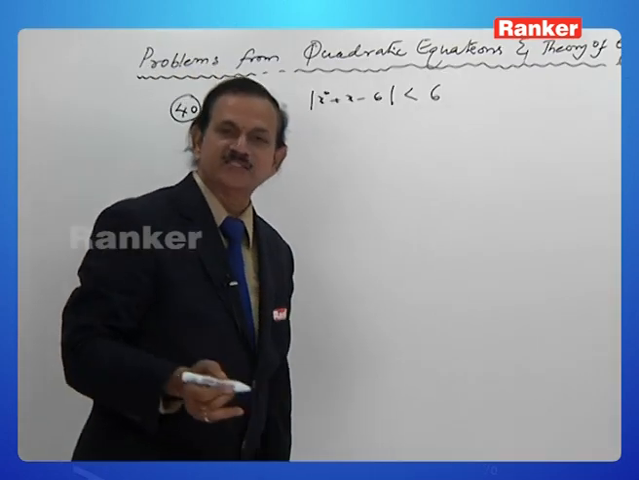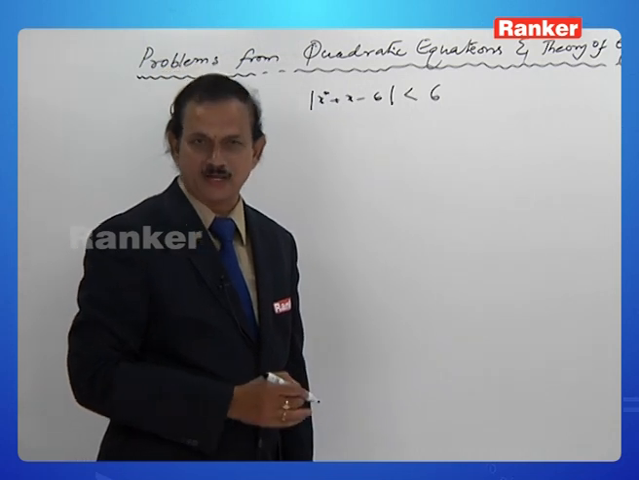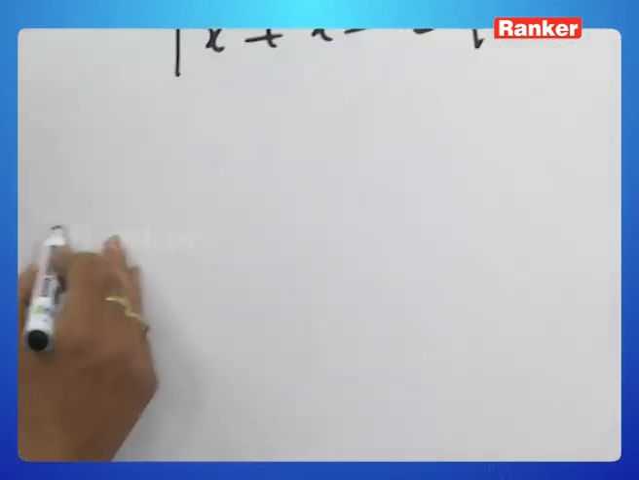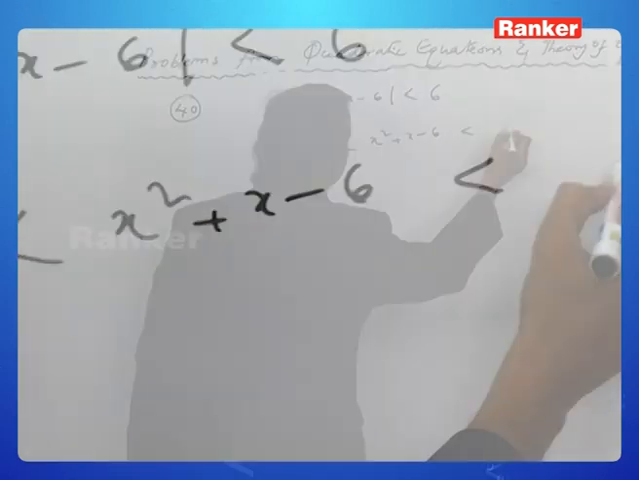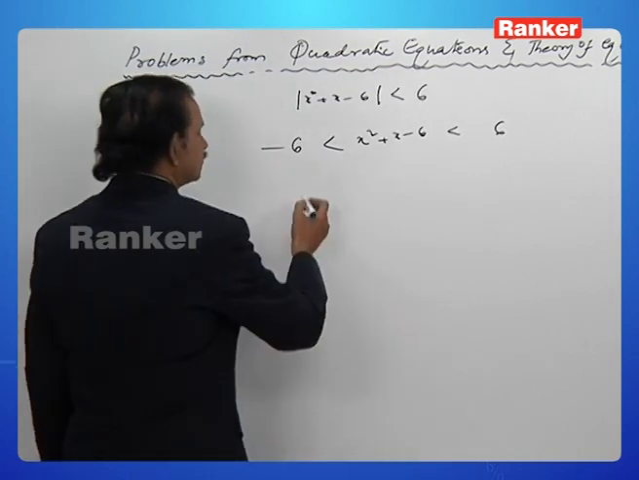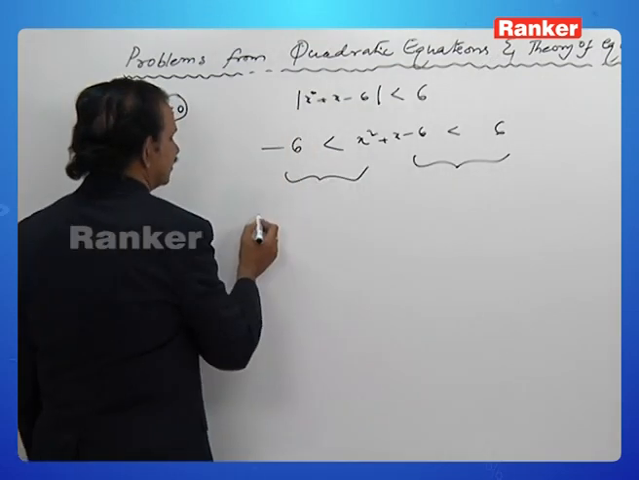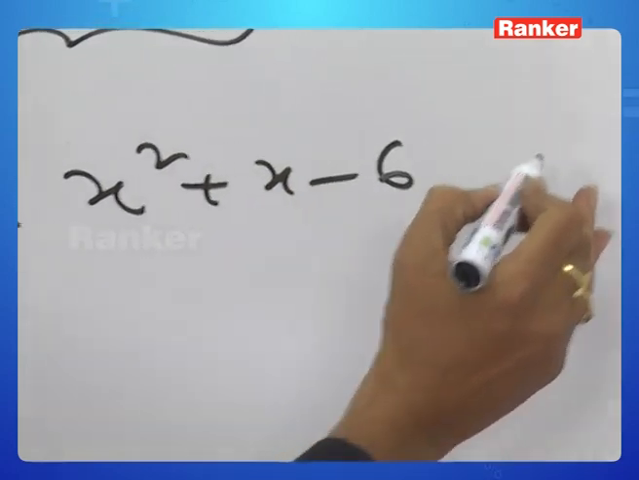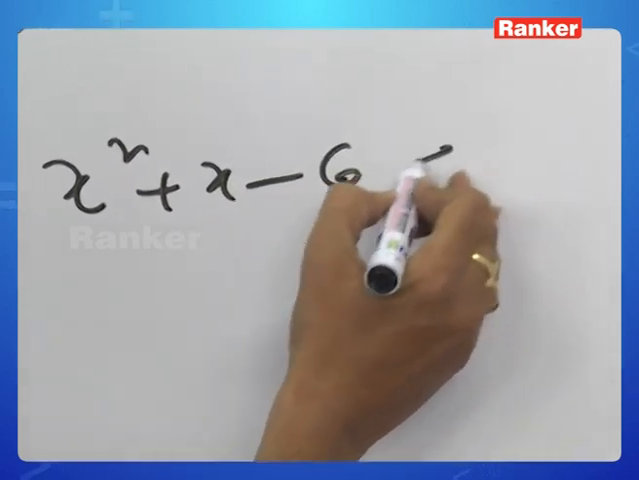If mod A is less than k, we know that minus k less than a less than k, that is a lies between minus k and k. By making use of that, here also we can say that minus 6 is less than x square plus x minus 6 is less than 6. Here, two cases will arise. This is one case, this is another case. Let us first observe this. Minus 6 less than x square plus x minus 6 and x square plus x minus 6 is less than 6.